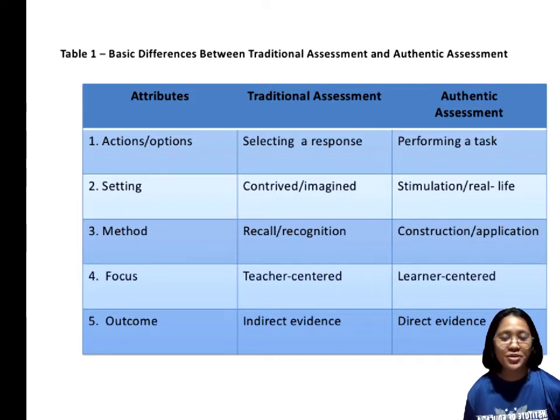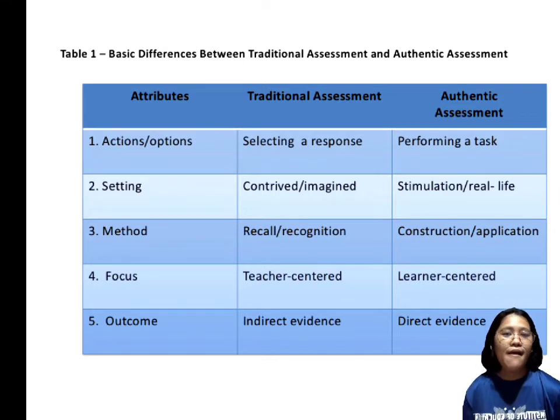The third attribute is method. In traditional assessment, it is recalling and recognition. It means that you, the teacher, will recall the topic that was discussed last meeting before you proceed to the next topic. For example, the topic you're going to discuss today is vegetables, and in the last meeting you discussed fruits. Before you proceed, you will assess your students if they remember something from the lesson, which is the fruits.